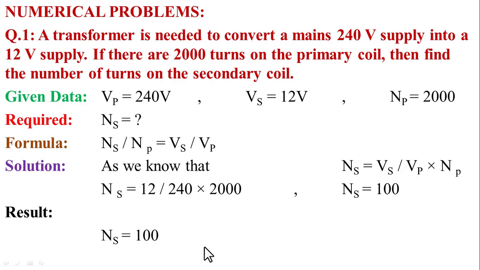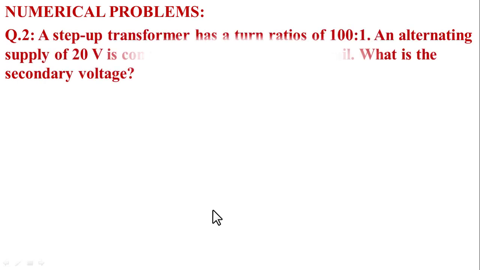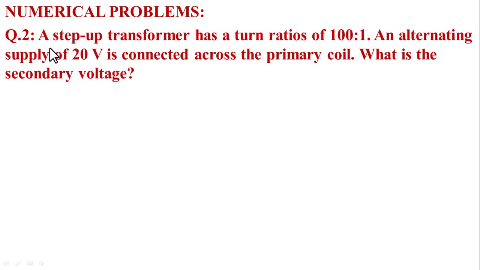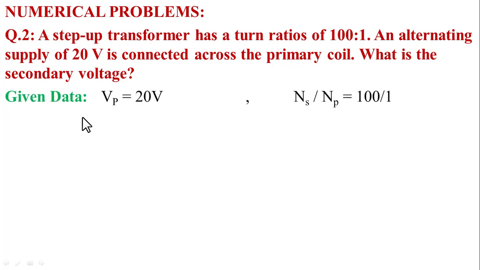Now we will move to the next numerical problem. Question number 2. In question number 2, given statement: a step-up transformer has a turn ratio of 100:1. An alternating supply of 20 volt is connected across the primary coil. What is the secondary voltage? Now we can find the secondary voltage. According to the given statement, we can write the given data.